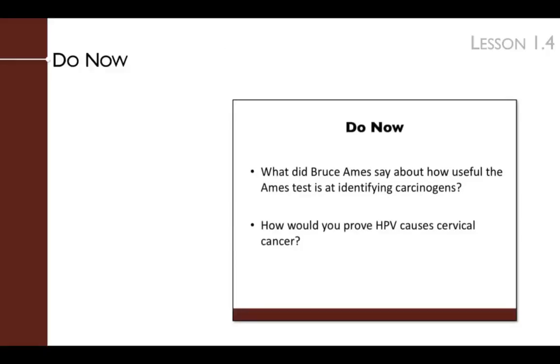In the do now, students should be able to articulate that the Ames test can positively identify that a suspected carcinogen can cause cancer, whereas in order to prove that HPV causes cervical cancer, they would need to use HPV to cause cancer in humans.